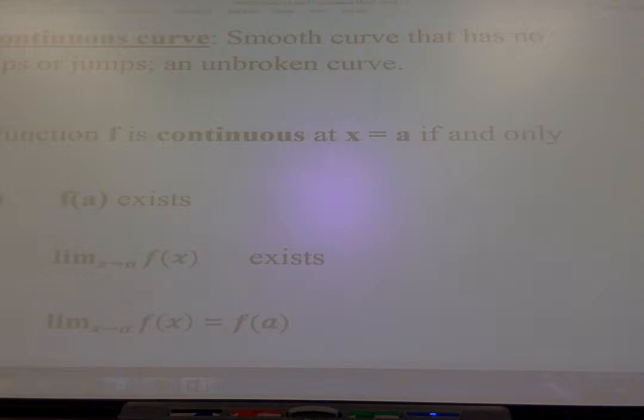This would be continuous, wouldn't it? But if I gave you something like a piecewise, where this was one piece, and then the other piece picked up into that, that's not continuous, is it? That's broken. That has a gap in it. Okay? Even something like this.